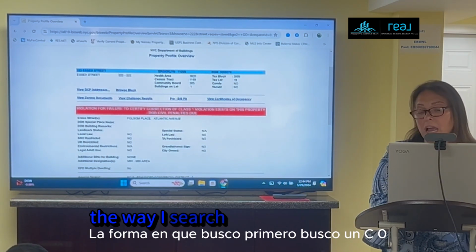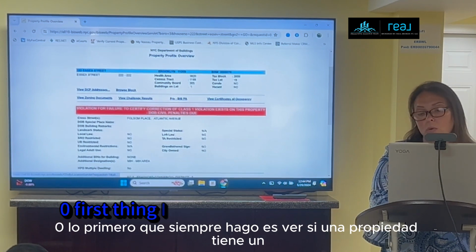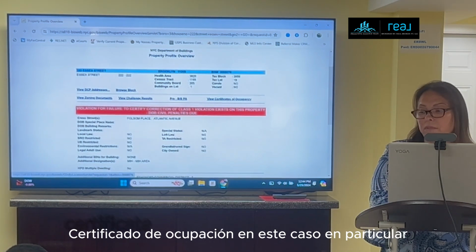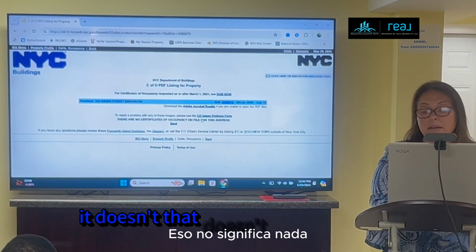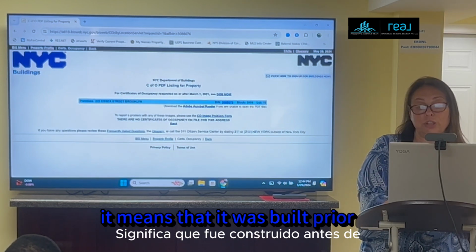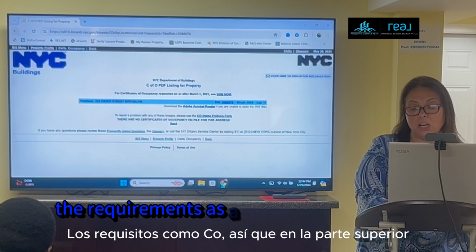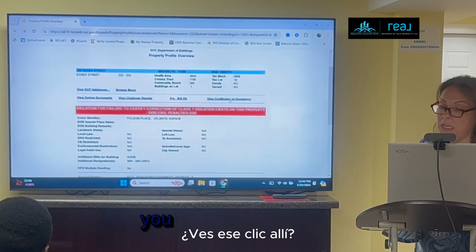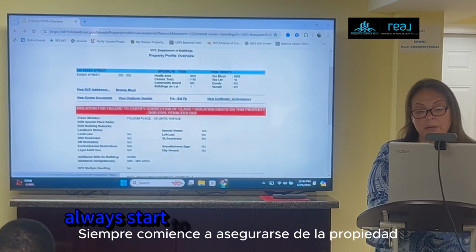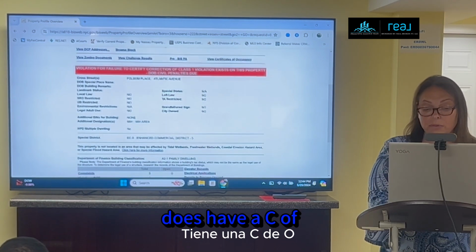The way I search, I first look for a C of O. The first thing I always do is see if a property has a certificate of occupancy. In this particular case, it doesn't. That doesn't mean anything. It means that it was built prior to the requirement of a CO. Right up on the top right here is where you would see your C of O. You see that? Click there. Always start by making sure whether the property does have a C of O.